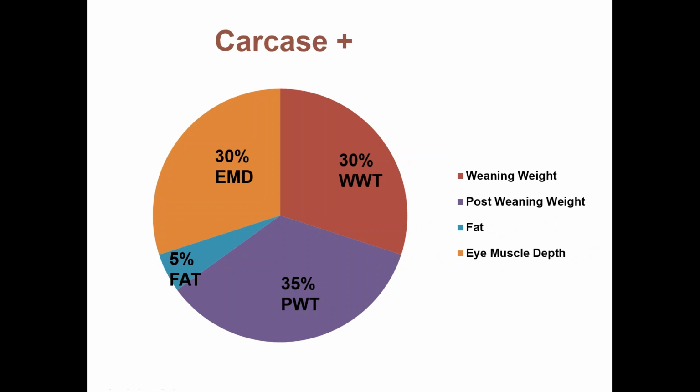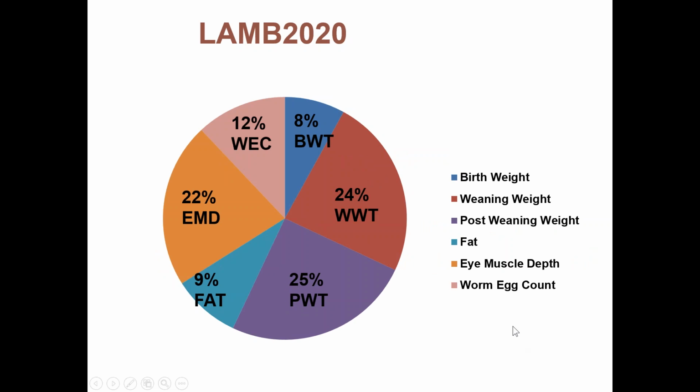There's an index that's commonly used in the terminal sire industry, the Carcass Plus Index. You can see growth traits adding up to about 65%, eye muscle and fat. Another index for terminal sires, same traits as we just had, but there we've added worm resistance and birth weight into the breeding objective. So make sure that the index is suitable.